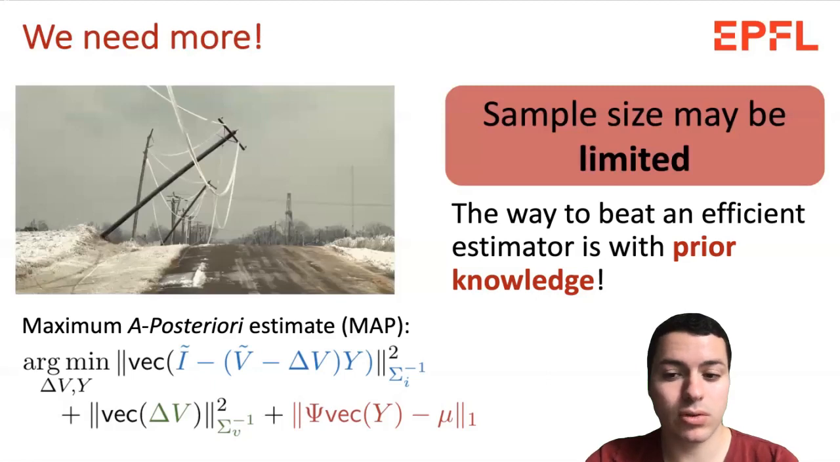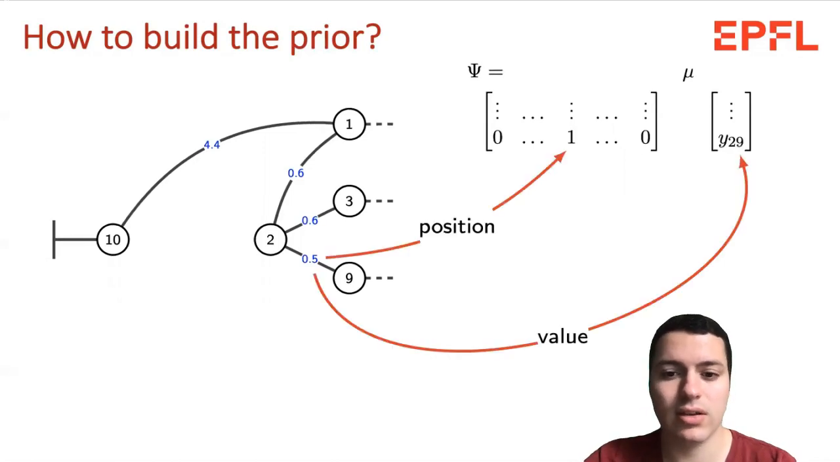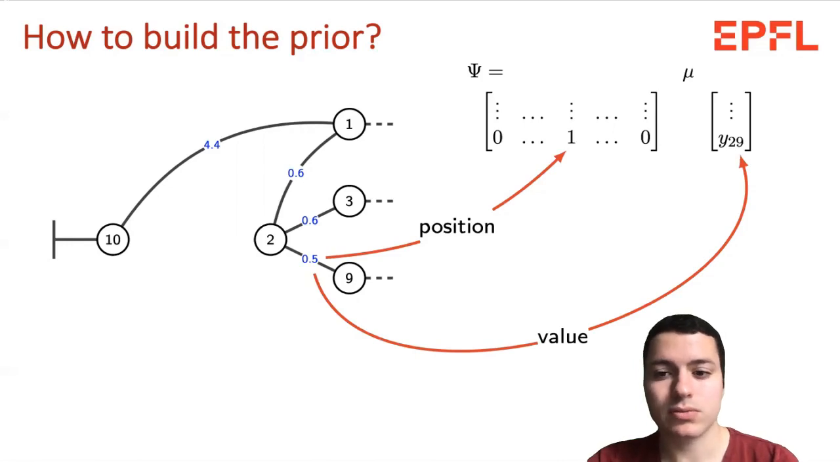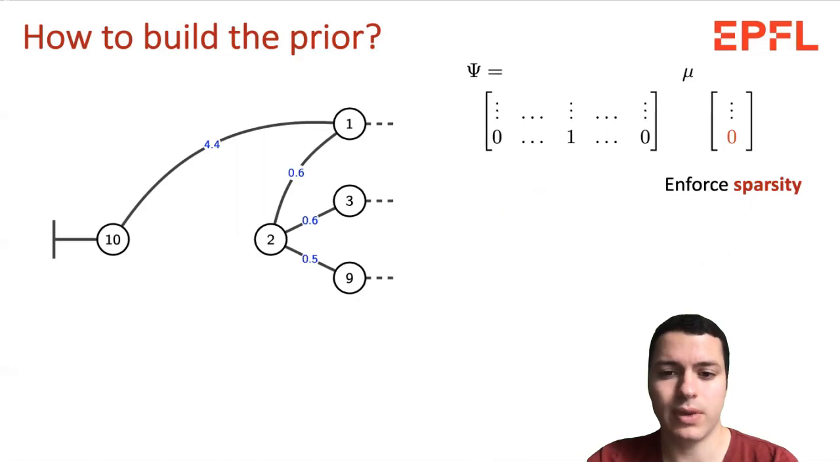And Bayes rule takes the shape of this added norm at the end of a linear transform of the parameters. Now, what is this linear transform? It defines the shape of the prior. It is composed of a psi matrix and a mu vector. In the psi matrix, if you know a line, you can put a 1 at the position of this line. And in the mu vector, you can put the value of that parameter. You can also enforce sparsity by believing that the lines are equal to 0.